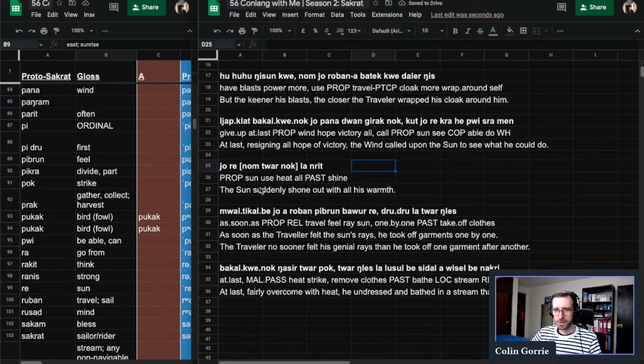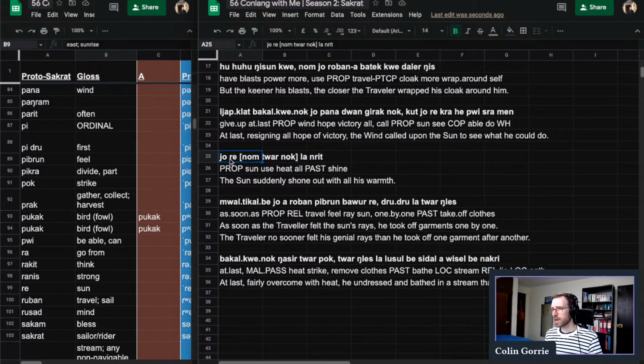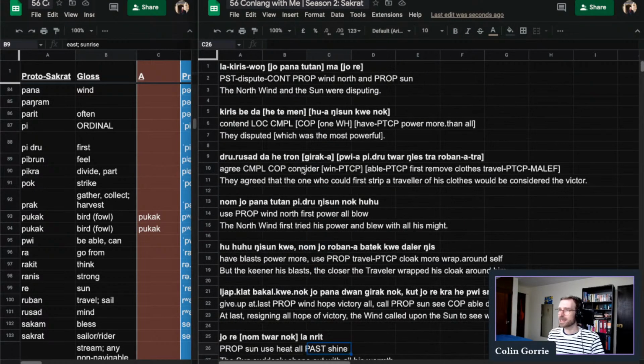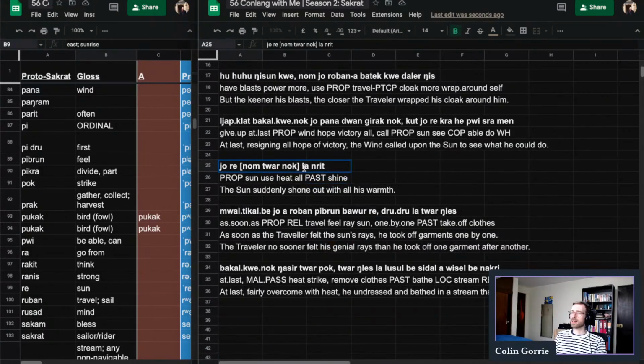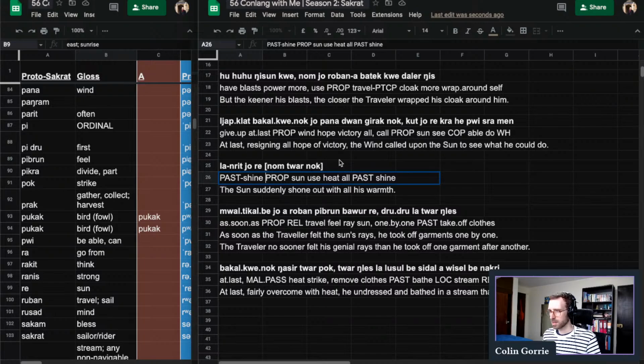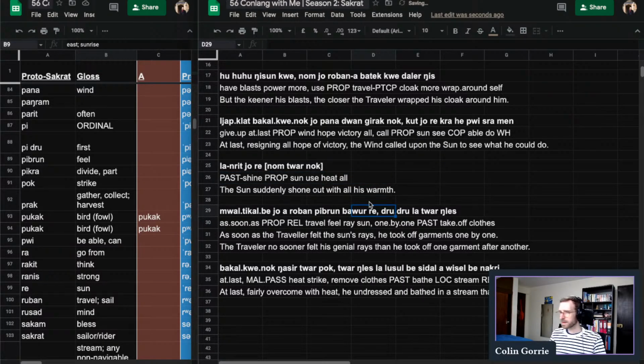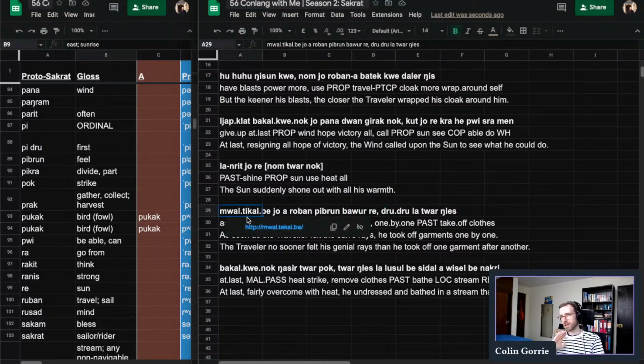Yore nom tuarnok lanrit. Okay, at least we have a past here. What do we do with past? That's staying as a prefix. So it goes up to the start of the sentence. Past shine. Lanrit yore nom tuarnok. Great. Okay.